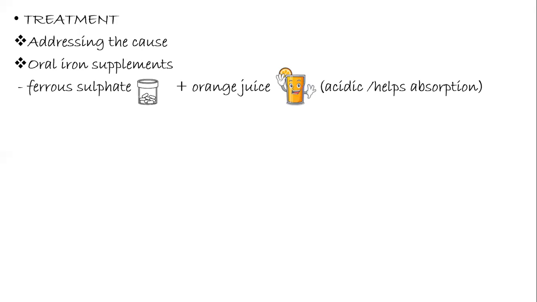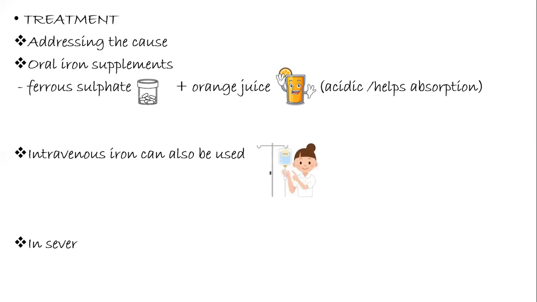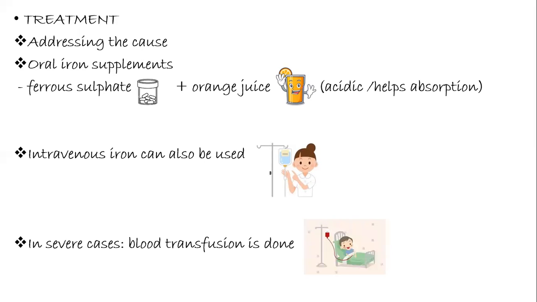Now we'll look at the treatment. The first treatment involves addressing the cause. What is the major cause? If it is deficiency due to blood loss, or if it is deficiency due to inadequate absorption, at that time you have to address the cause. The second thing is you can go for oral iron supplements. Ferrous sulfate tablets are given along with orange juice because the acid helps to increase the absorption of ferrous sulfate. Intravenous iron can also be used. In severe cases, blood transfusion is done. Thank you.